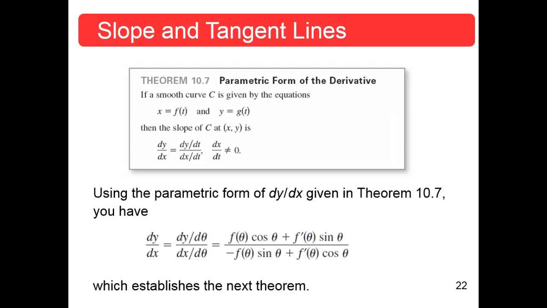Seems to me like they've got things a little backwards here. They do this in the book first and then do this. Here they do it in reverse order, but it's okay. If smooth curve C is given by these equations, x equals alpha of t, y equals g of t, and the slope, and this isn't quite the same as what we had before, so I think I see why they went to t. The slope of C is dy/dx, which is dy/dt over dx/dt, as long as dx/dt is not equal to 0.